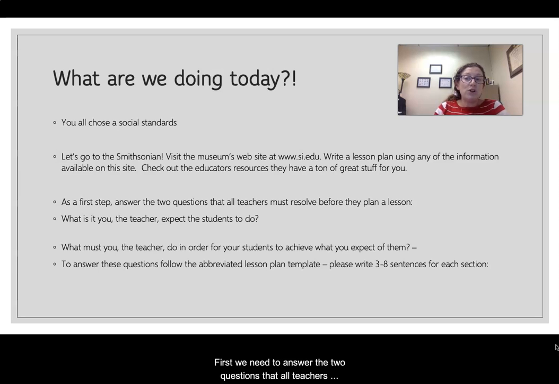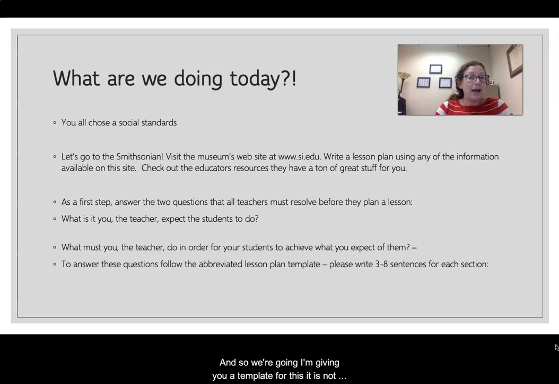So first, we need to answer the two questions that all teachers must resolve before they plan a lesson. What is it you, the teacher, expect the students to do? So what's your objective? And then what must you, the teacher, do in order for your students to be able to achieve what you expect them to do? So what assessments are you going to provide them? What activities are you going to provide them so that they can learn this objective?